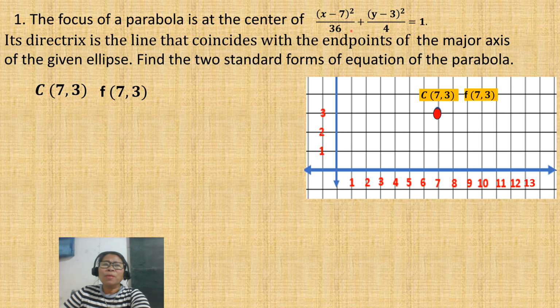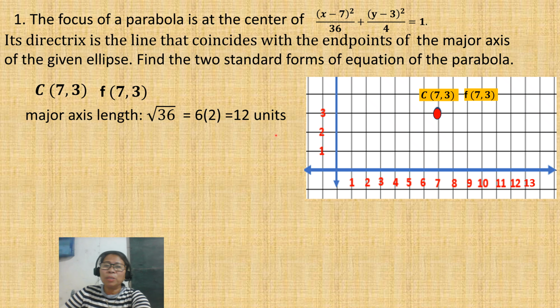So how? The 36 is bigger than 4, and there we will be getting the length of the major axis. So the square root of 36 is 6. And since we will be getting the total length of the major axis, we will be multiplying it by 2. So we'll be having 12 units. And that 12 units implies that we will be moving 6 units to the right and 6 units to the left. So 1, 2, 3, 4, 5, 6. And 1, 2, 3, 4, 5, 6.